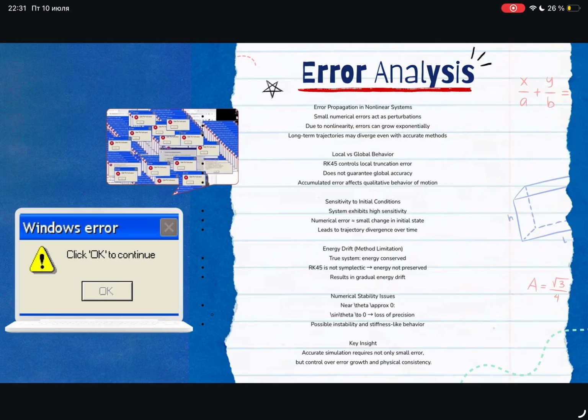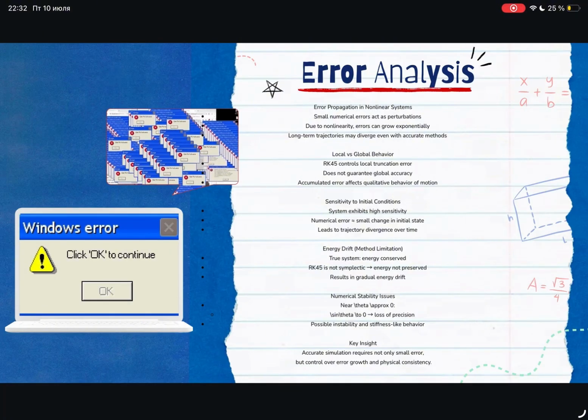Sensitivity to initial conditions. Another key aspect is sensitivity to initial conditions. From a mathematical point of view, the system behaves in a way where small changes in the initial state lead to very different outcomes. Numerical error effectively acts like a small change in initial conditions. As a result, even a highly accurate method can produce trajectories that diverge over time.